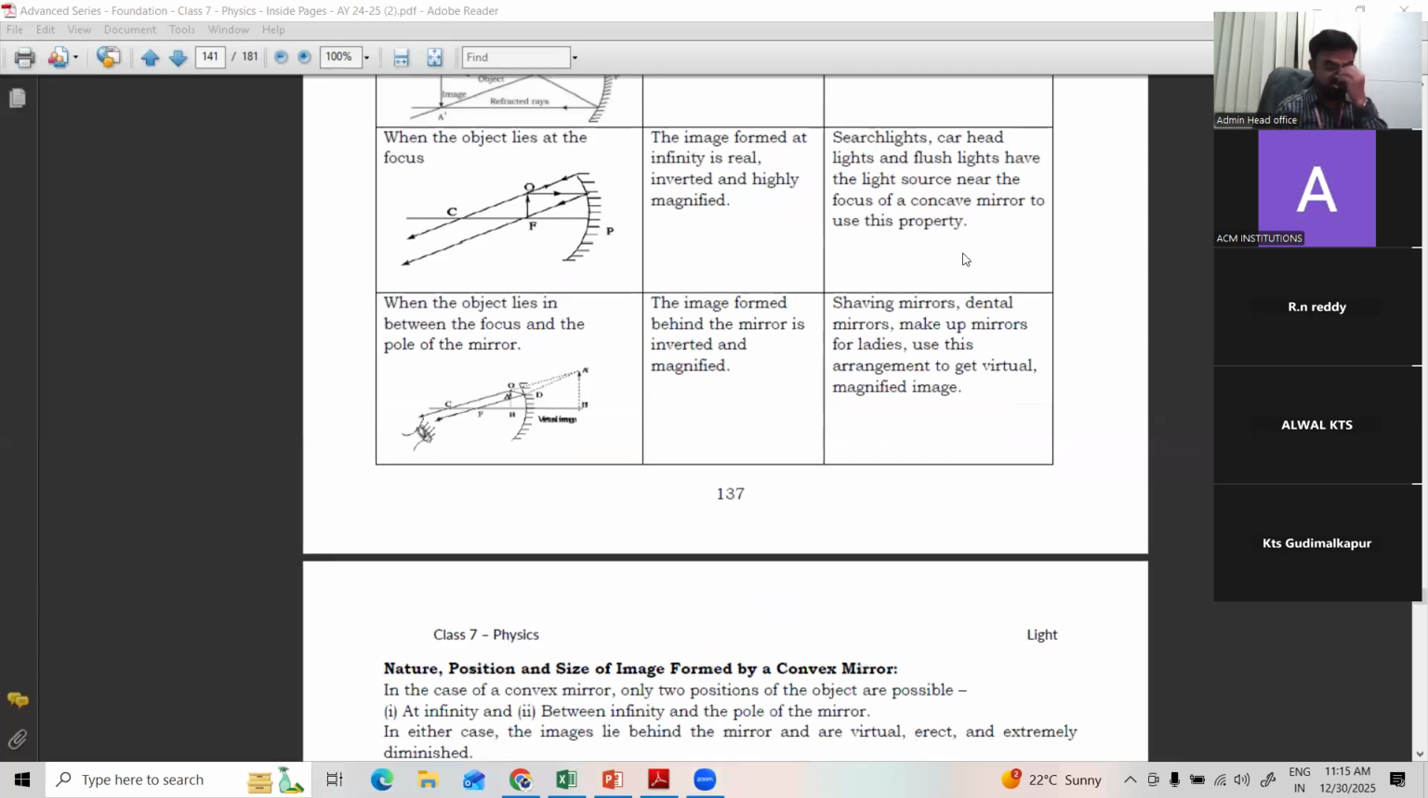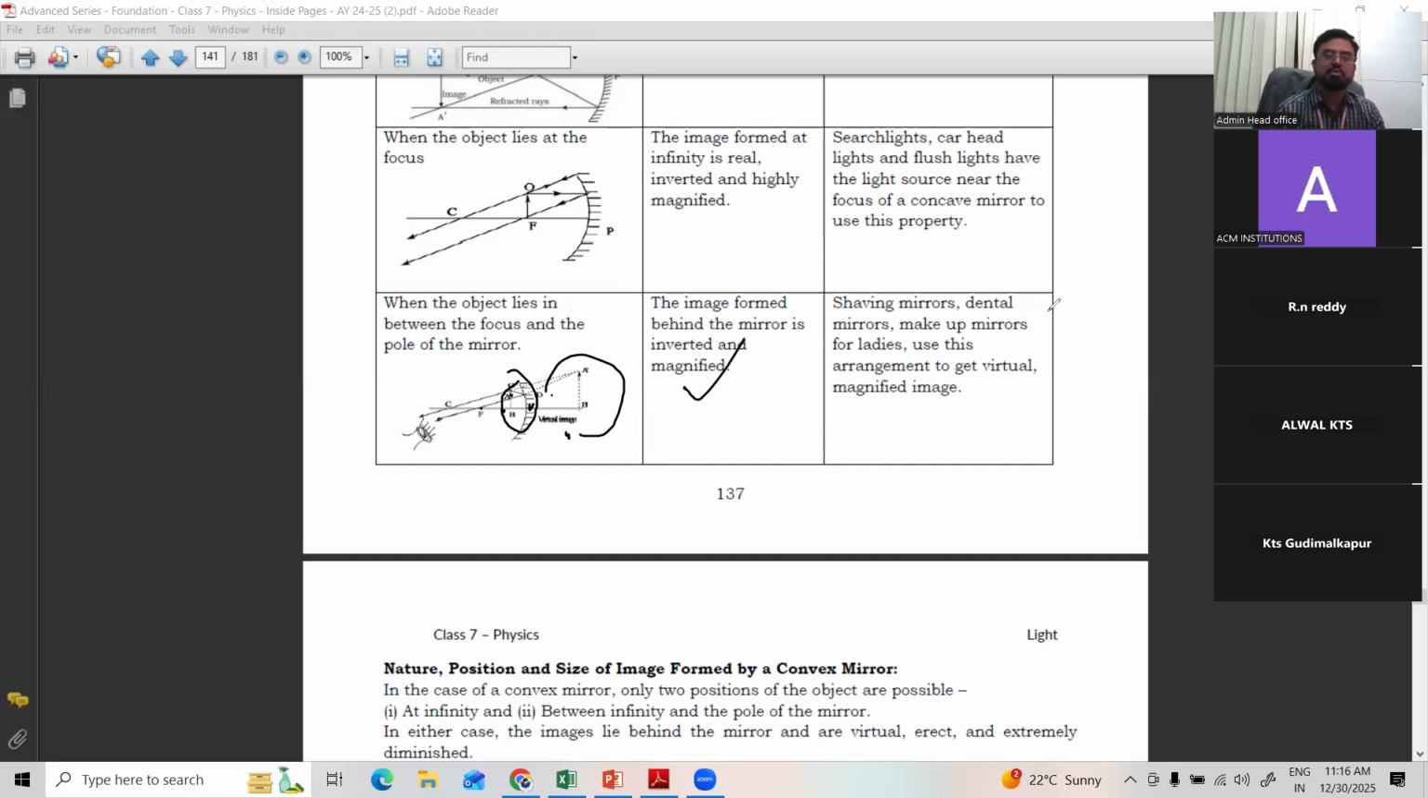The last case, from the focus, again we are moving forward. When the object is in between the focus and pole, it moves from the focus towards the pole. This is the pole, this is the focus. Placed in between here, the image formed is beyond the mirror, on the other side. It's erect, not reversed, and magnified. Larger than the size of the object.